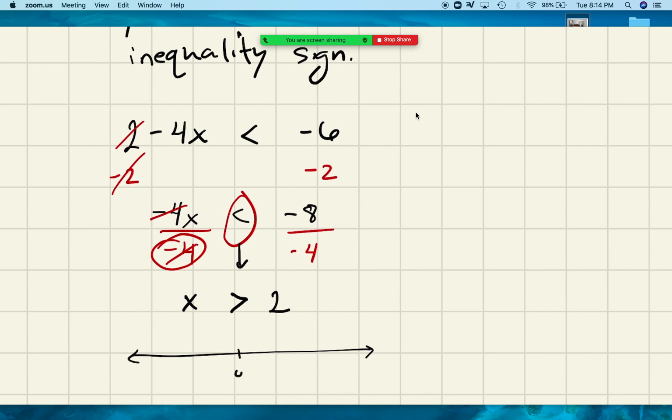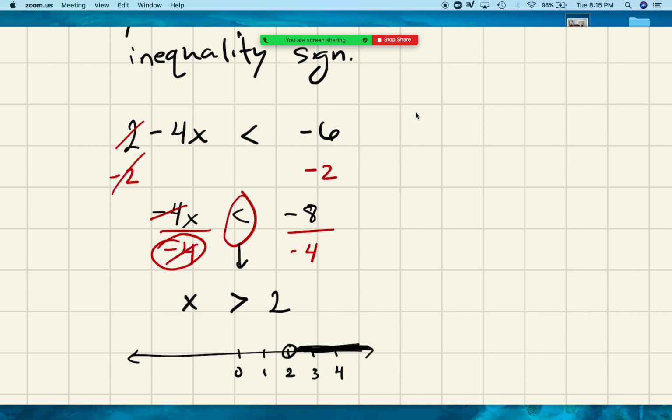So that means, say this is 0, 1, 2. I can't have something equaling 2. I could have something equaling 3. I could have something equaling 4, because it has to be greater than 2. So we'd do an open dot if we were to graph this on a number line. This is another way they'd be saying the answers. I think we looked at something similar to this before.